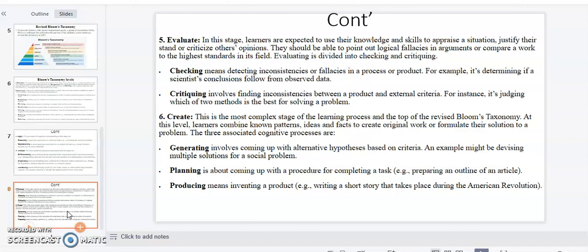What is checking? Checking means detecting inconsistencies or fallacies in a process or a product. For example, determining if a scientist's conclusions follow from observed data. Critiquing. Critiquing involves finding inconsistencies between a product and external criteria. For instance, judging which of the two methods is the best for solving a problem.